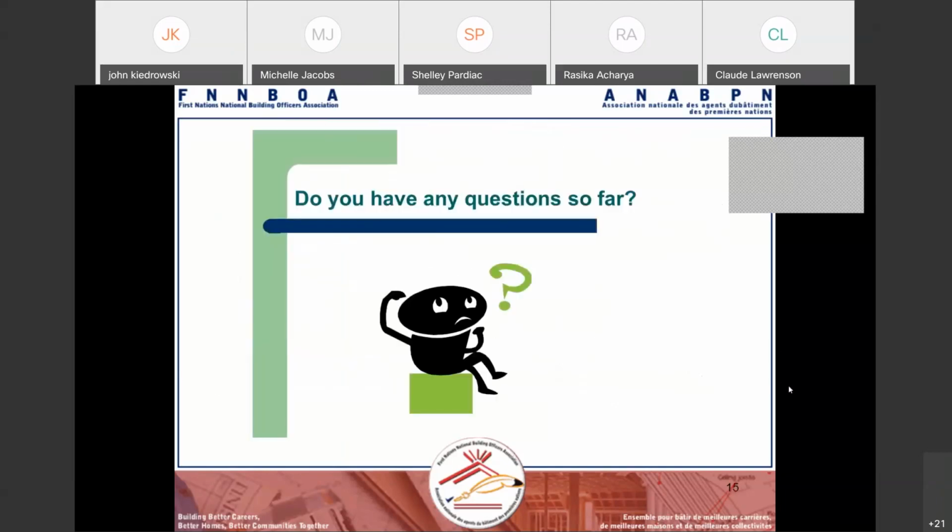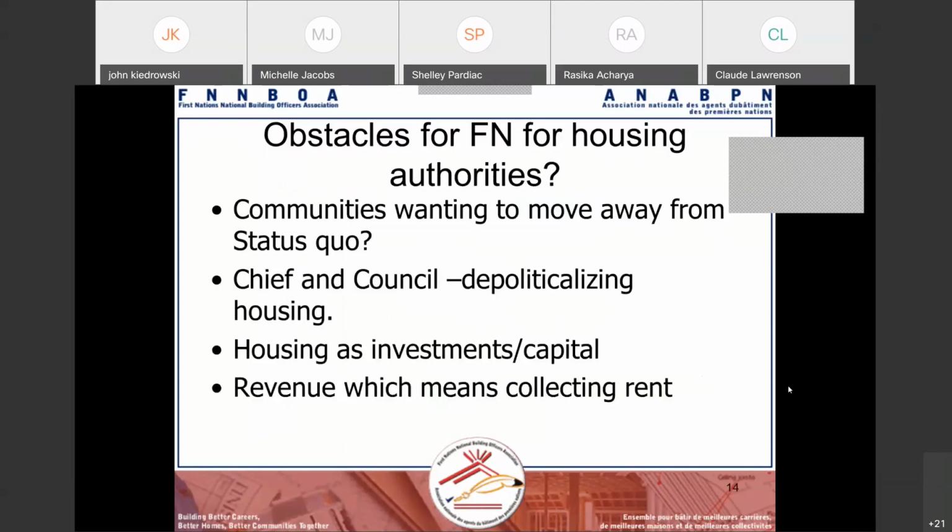And then the big point is revenues, which means collecting rents. Somehow housing authorities have to be able to collect, call it rent, call it user fees, but they have to sustain themselves in order to function. And if you cannot collect a user fee or any form of rent, then housing authorities just don't function, because they need that as their revenue generators.